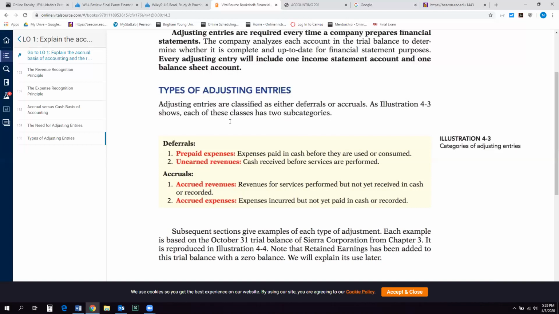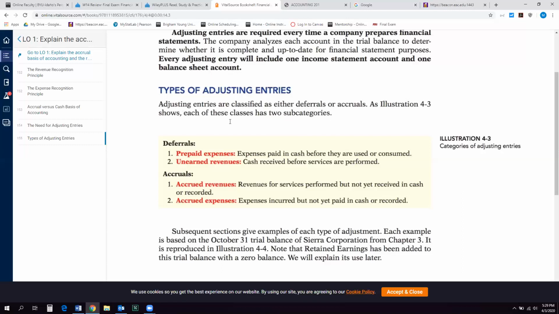Then the accruals, there's accrued revenues. This is where we have already performed and already earned the revenue, but we haven't yet received payment. So the adjustment is just going to be to record that we've earned that revenue and increase an asset, usually like an accounts receivable. It would be our debit, and then our credit will be the revenue account.